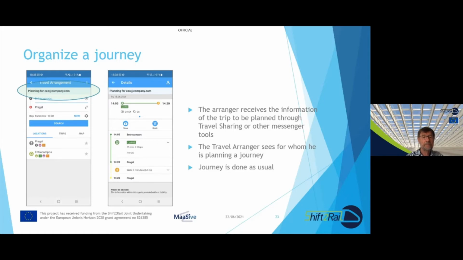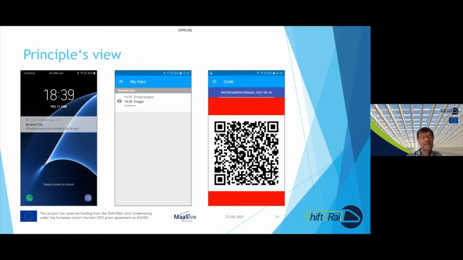Then on the next slide, we see the principal's view. So the principal view is you will get an information notification that there is a trip that has been booked. He sees again in his My Trip section the booked trips, in this case, planned by the travel arranger.